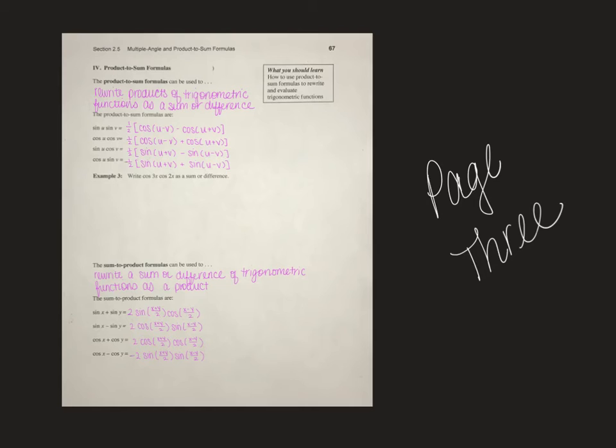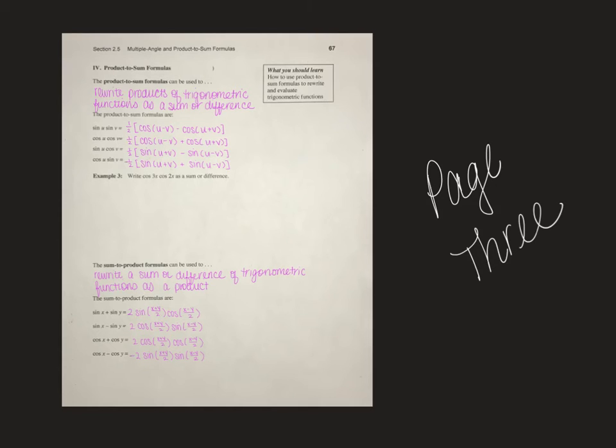Alright, so page 3. This is our last little bit of new information. We have 2 more examples till we're done. So on page 3, now we have 2 different sets of information. The first one is product to sum. So this is where if you notice that you have 2 trig functions being multiplied, we can separate them and we can work on them as a sum or a difference. Okay, and that depends on what we started with.